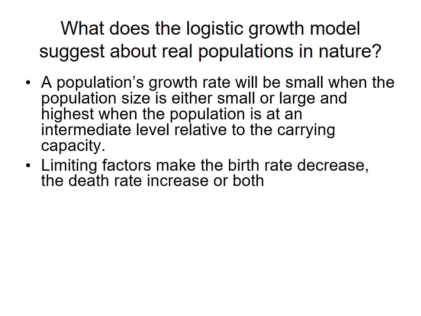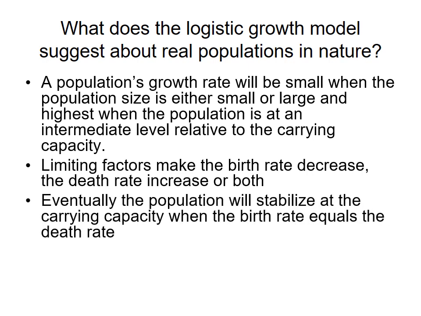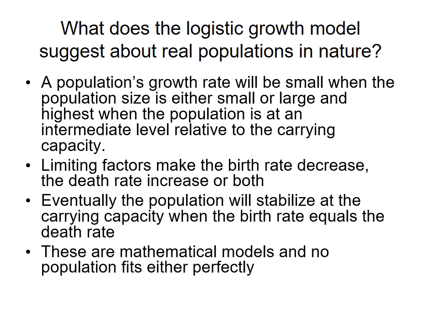Limiting factors make the birth rate decrease and the death rate increase, or both, which keeps that population stable. Eventually the population stabilizes at carrying capacity, where birth rates are somewhere equal to death rates. And that changes year to year. Sometimes you're going to have a good year where more organisms are able to be supported. Sometimes you have a bad year where the death rate is higher than the birth rate. These are mathematical models and no population fits perfectly.